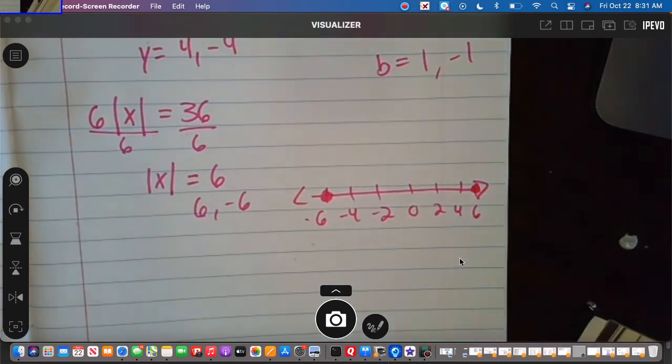You don't have to do that. Your directions on 1 through 6 say to graph it. You do not have to graph it. But there may be one on your test like that.